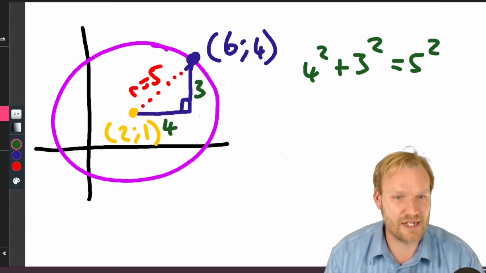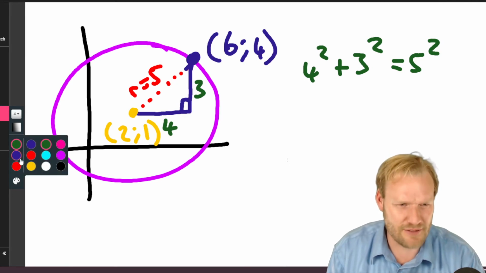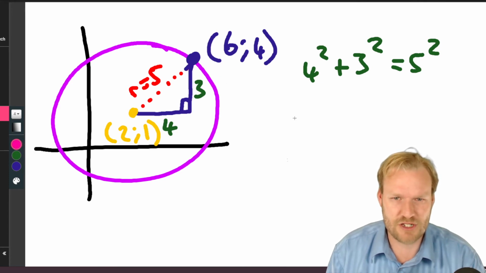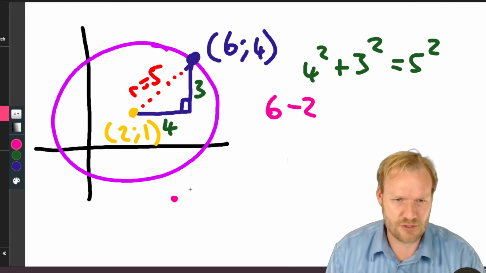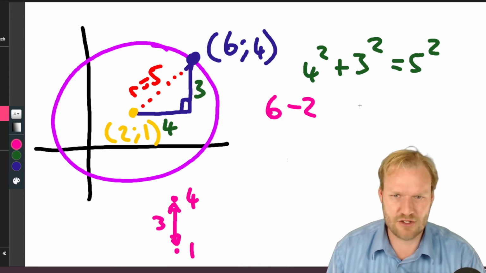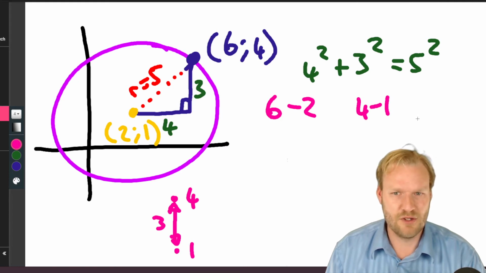Now, the question is, how did we get that 4? How did you know that the length of the base of our triangle was 4? There could be multiple ways of explaining this. The way that I think about it is, I took this 6 minus 2 to give me 4. Similarly for the 3, you would have gone 4 minus 1 gives you 3, because this point's y value is 4, and this one is 1. So clearly this distance here must be 3 because you went 4 minus 1. And that gave us our 5 squared.